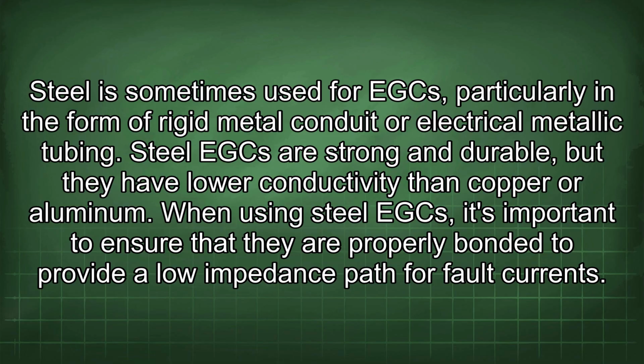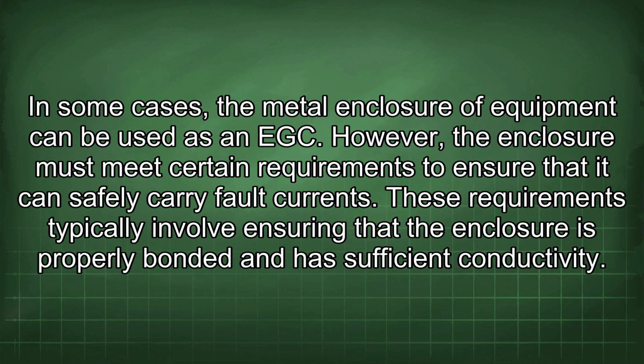Steel is sometimes used for EGC, particularly in the form of rigid metal conduit or electrical metallic tubing. Steel EGC are strong and durable, but they have lower conductivity than copper or aluminum. When using steel EGC, it's important to ensure that they are properly bonded to provide a low impedance path for fault currents. In some cases, the metal enclosure of equipment can be used as an EGC.